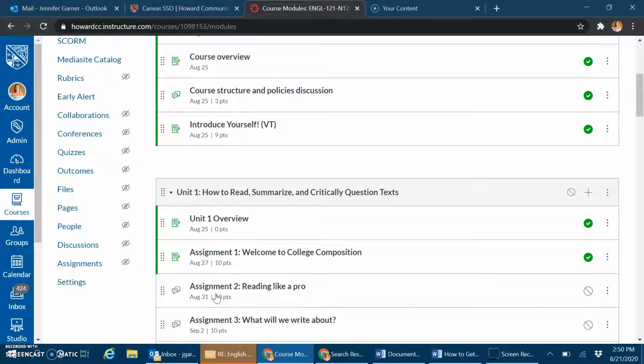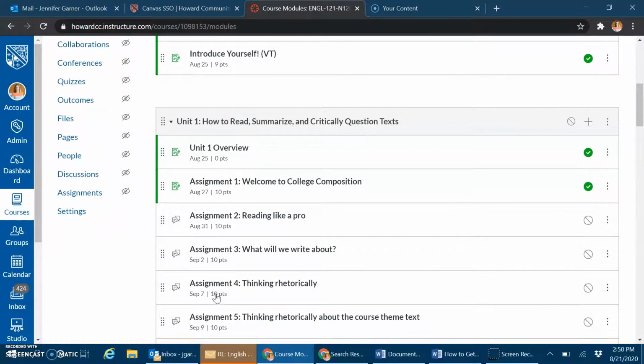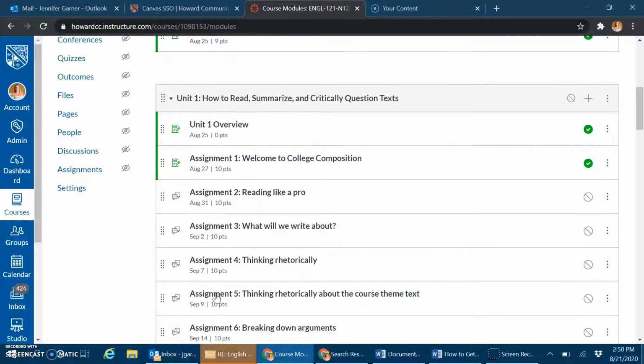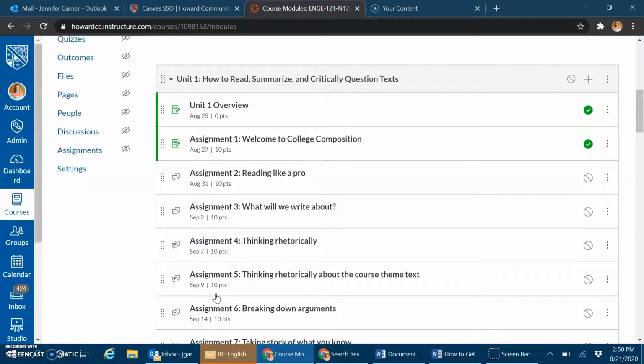Throughout these 4 units, you're going to be learning important skills like critical thinking, critical reading, analysis, research, and of course, essay composition. You'll see here Unit 1 talks about how to read, summarize, and critically question text. Our first unit is going to be about looking at a reading rhetorically, and I'll provide another lecture about what rhetorical analysis is in the next week.